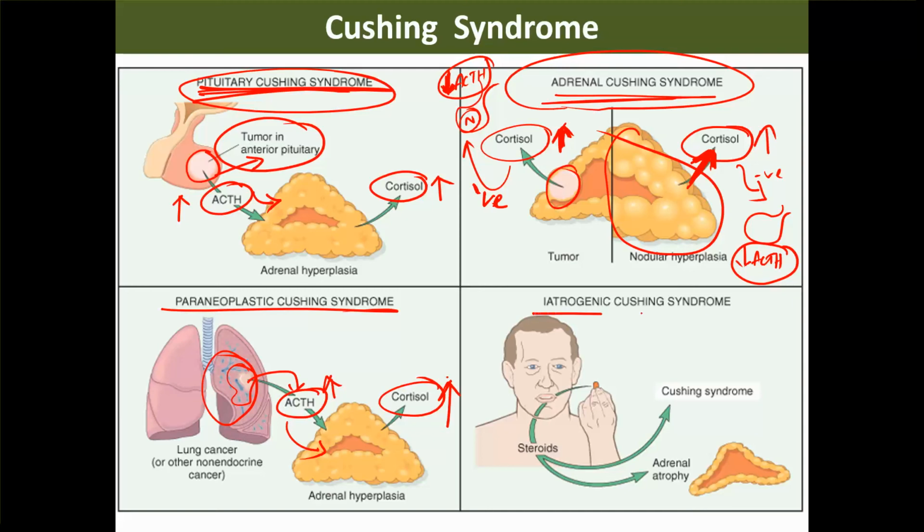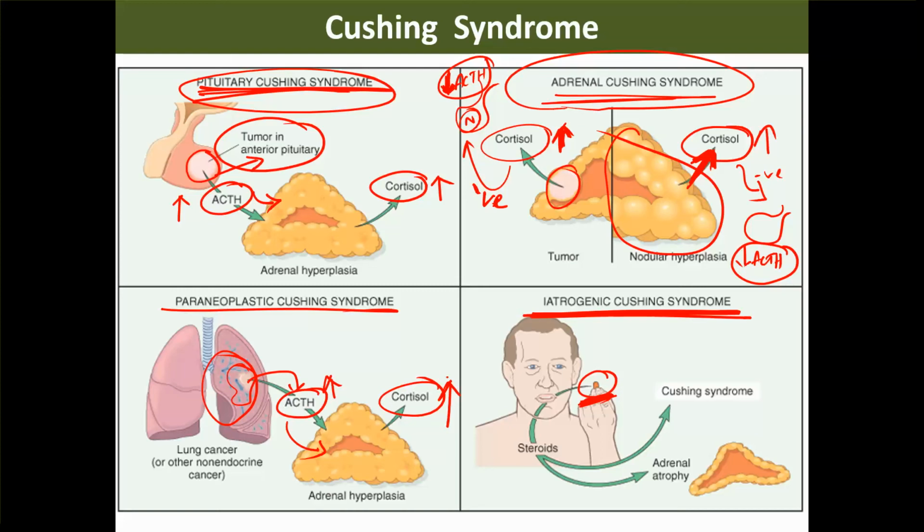Now this is a very important one. It is called iatrogenic Cushing syndrome. Here the person may have some autoimmune disease or a renal transplant, or for any reason is having long-term steroid therapy. Even in cancer we sometimes give cyclical steroid therapy. But now consider the person is on long-term steroid therapy.